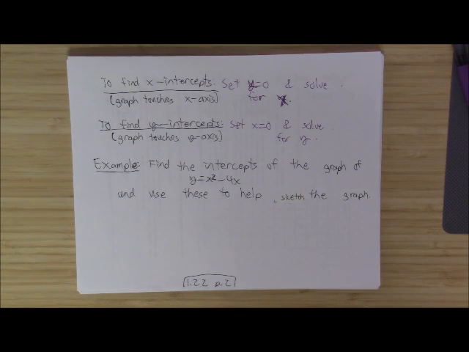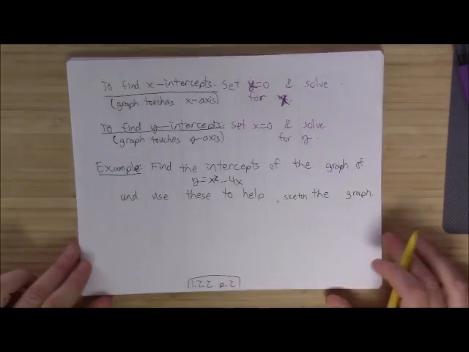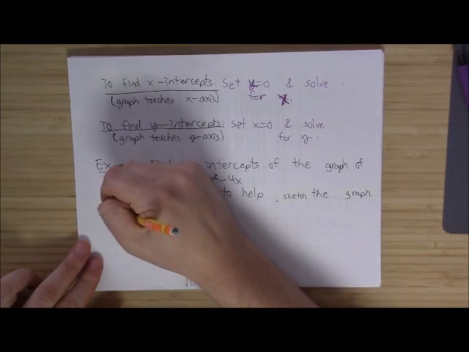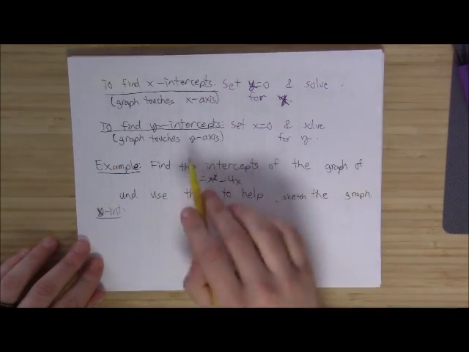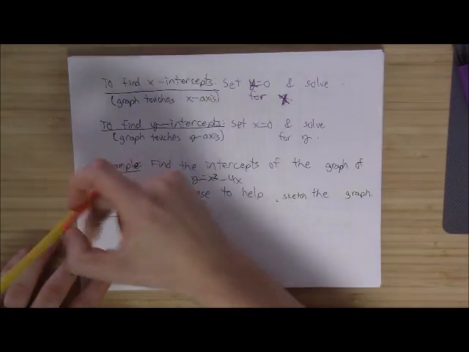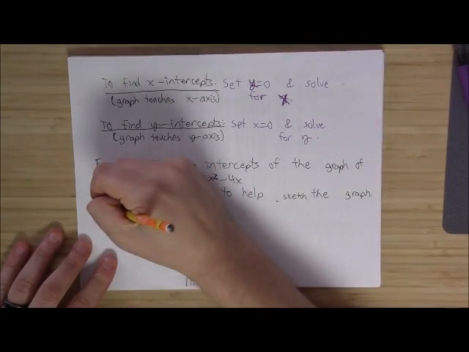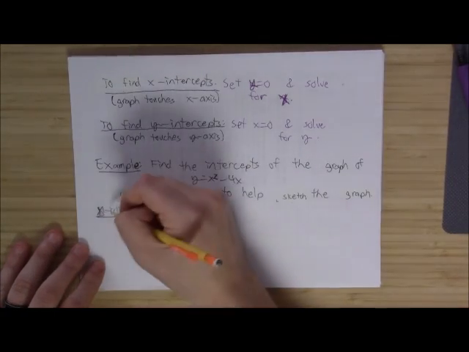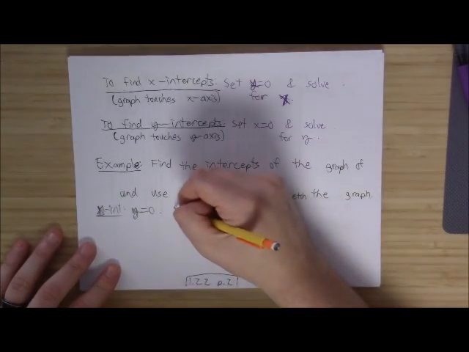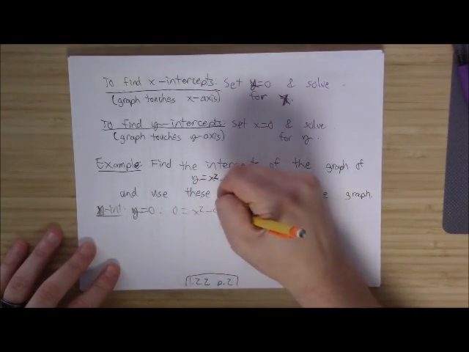So, for example, let's find the intercepts of the graph of y equals x squared minus 4x. And we're going to use these to help sketch the graph as well. So, first, how do we find the intercepts? To find the x-intercept, we say, when y equals 0, sorry, I keep getting that mixed up. When y equals 0, this helps us find the x-intercept. Plugging y equals 0 in, we have 0 equals x squared minus 4x.